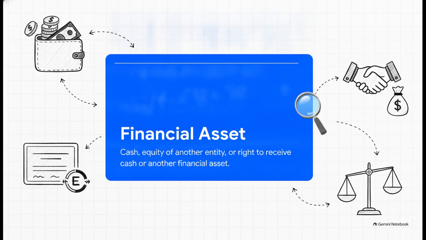Obviously, cash itself is a financial asset, but it's also holding an equity instrument of another entity, like owning shares in a company. Crucially, it's also the contractual right to receive cash in the future or to exchange financial instruments on favorable terms. Basically, if you have the right to get cash or you're sitting on the favorable side of a deal, you are holding the financial asset.